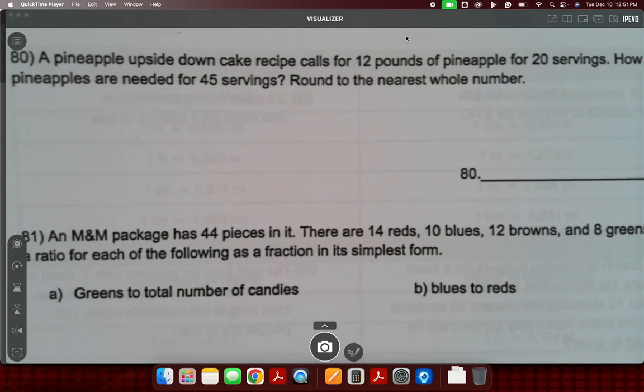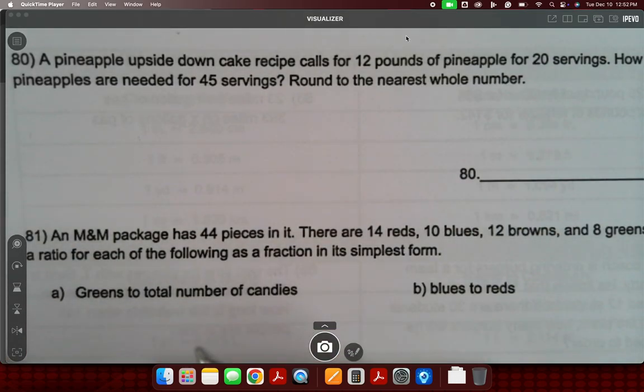Okay, this will be our final video. We'll start with number 80 and go through the end. So a pineapple upside down cake recipe calls for 12 pounds of pineapples for 20 servings.